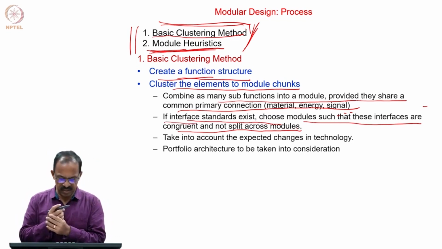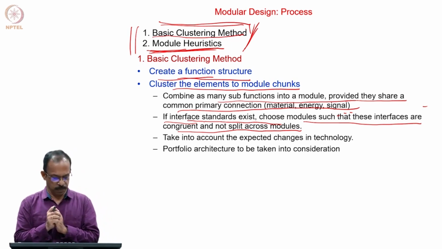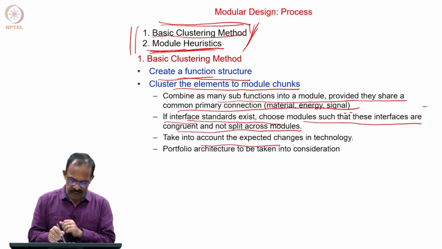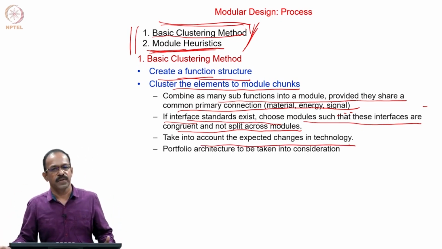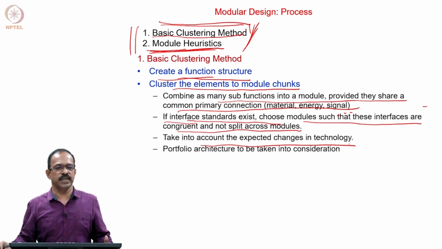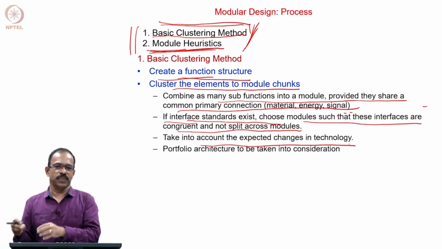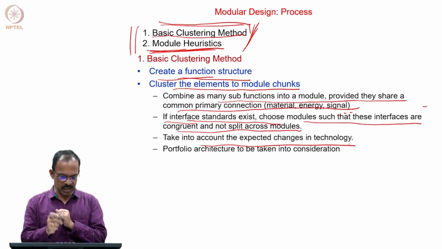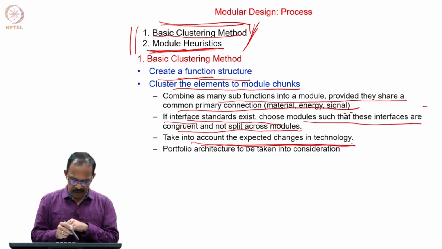If interface standards exist, choose modules such that these interfaces are congruent and not split across modules. And take into account the expected changes in technology. Suppose you think that a particular technology you have used for some function in the product is going to change in the future, try to make it a module, so that when the technology changes you can change that module also.